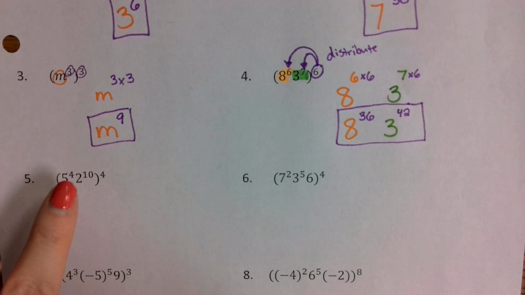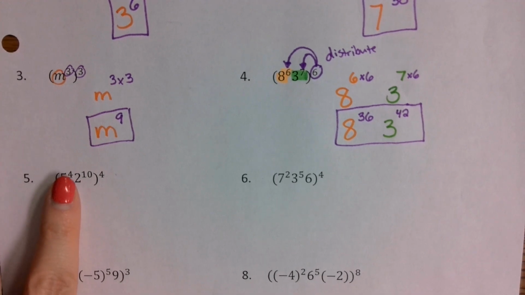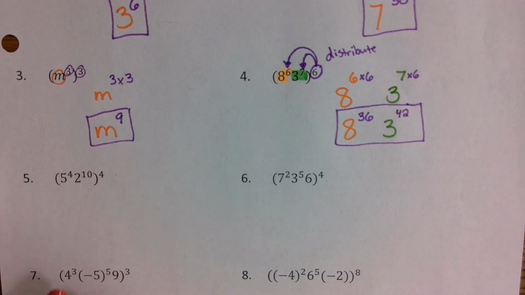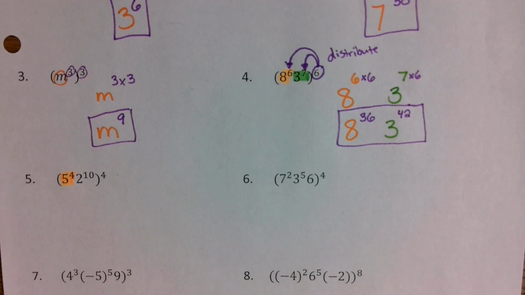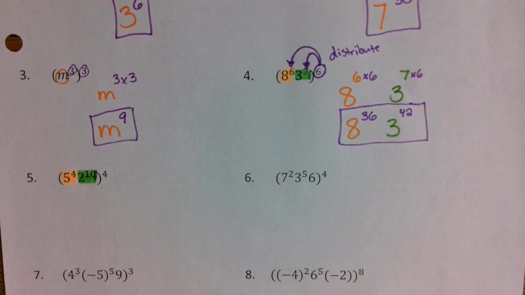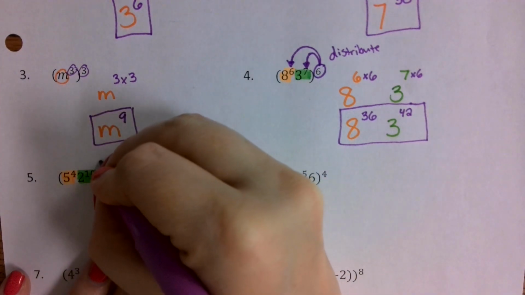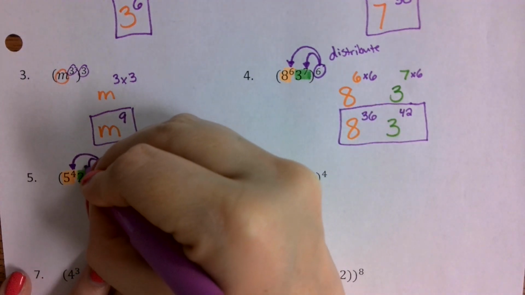Okay, let's try problem number 5. Again, we have more than one base. We have a 5 raised to the 4th power. We also have a 2 that's raised to the 10th power. So I'm going to separate those out. I'm going to focus on 5 to the 4th. I'm going to highlight that in my orange. And then my 2 to the 10th. I'm going to highlight that one in my green. And then the exponent that's going to get multiplied out is the 4. We're going to distribute it to the 4th power, and we're going to distribute it to that 10th power.